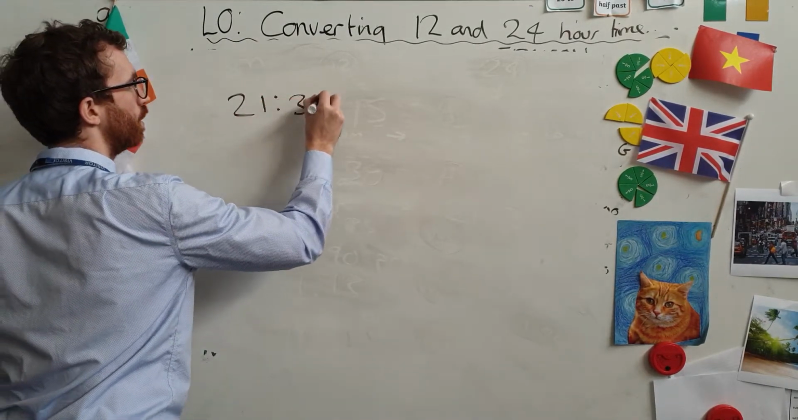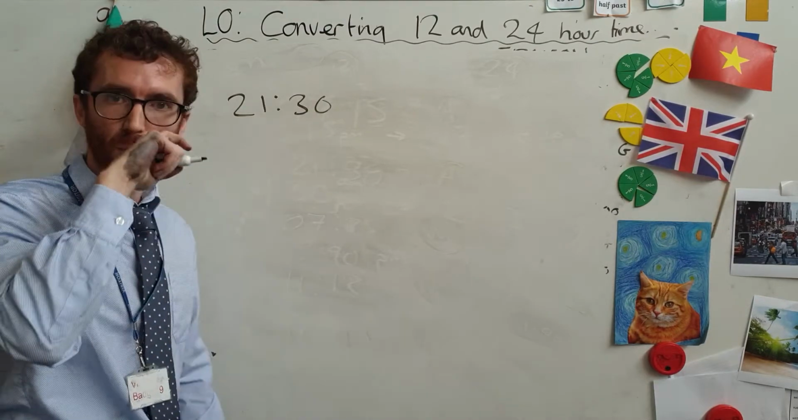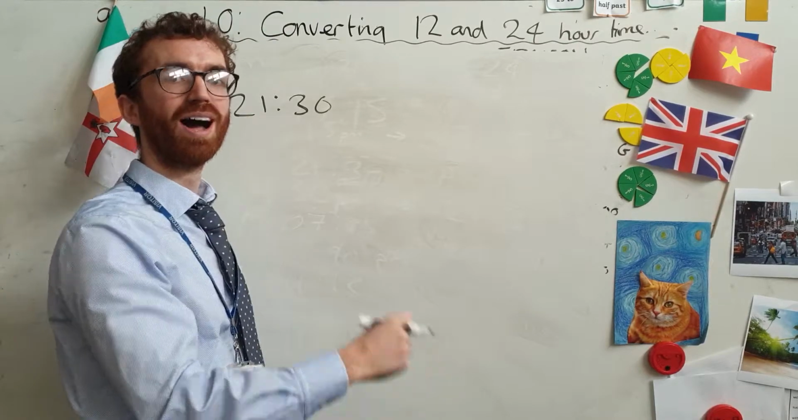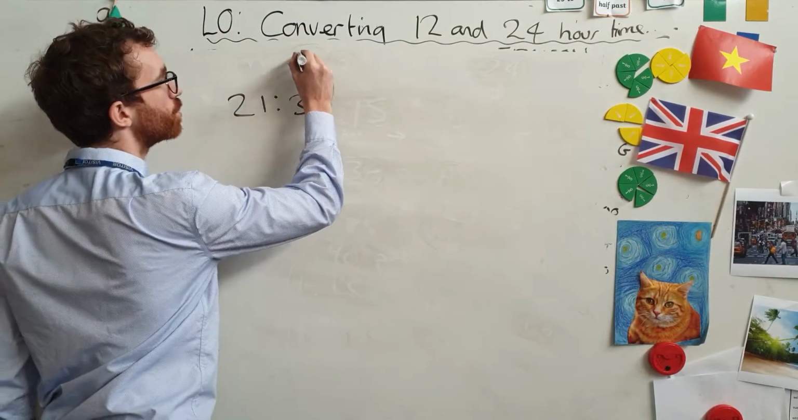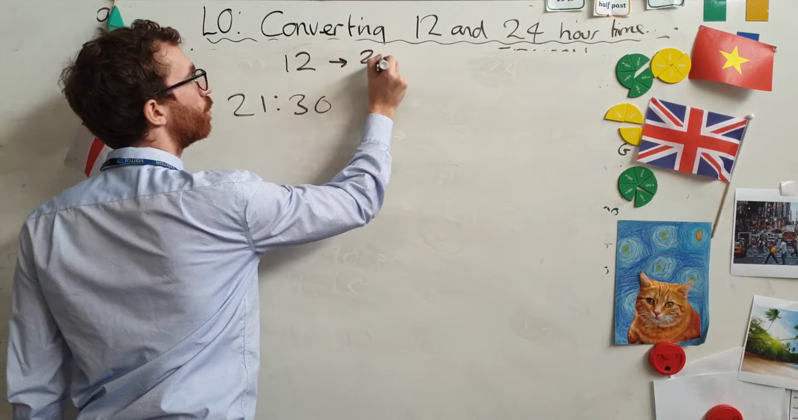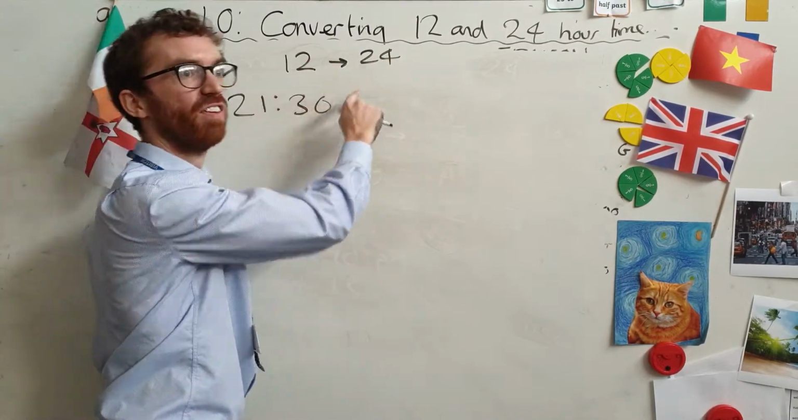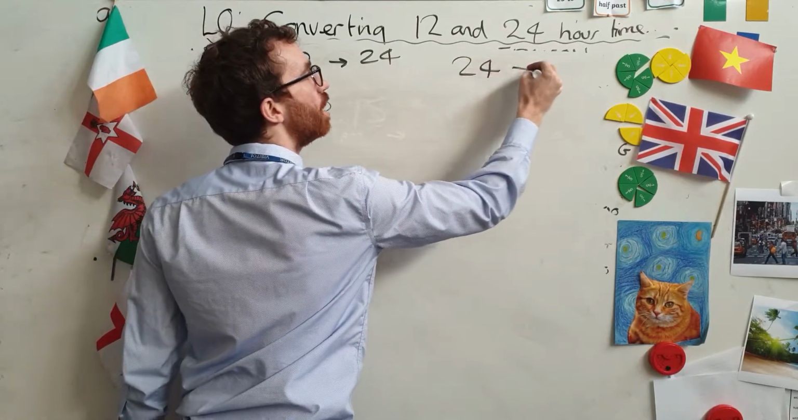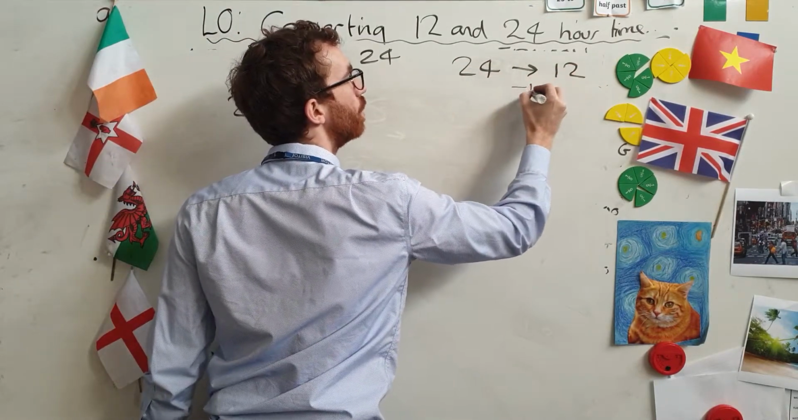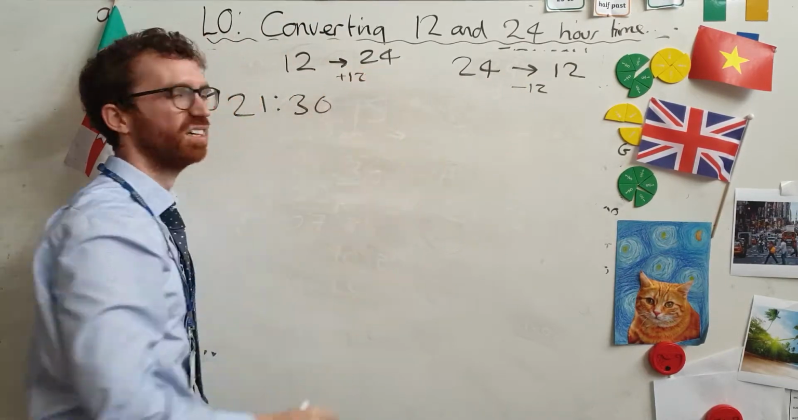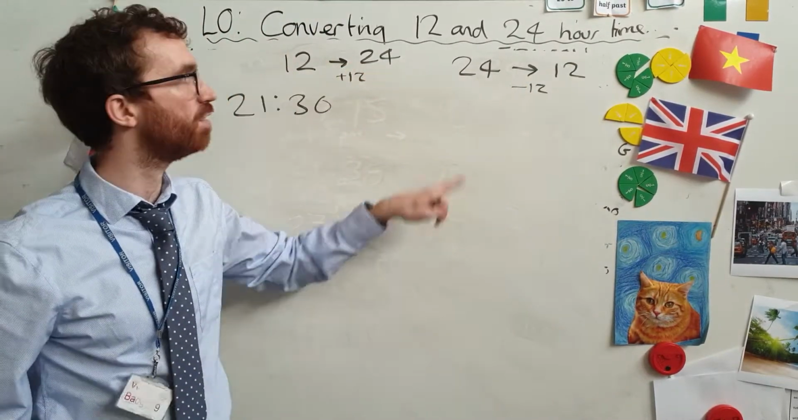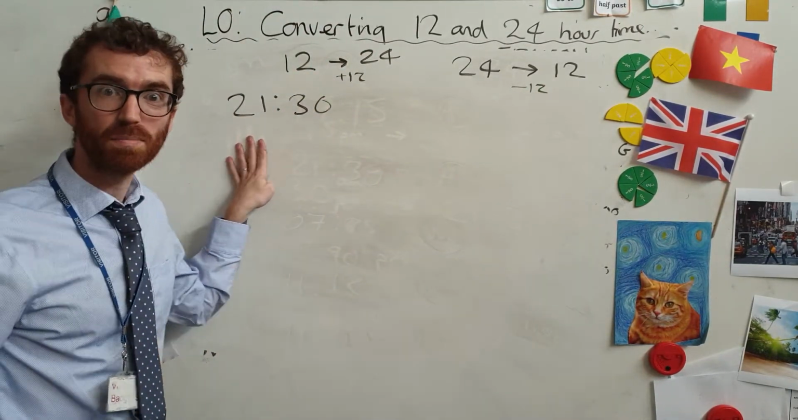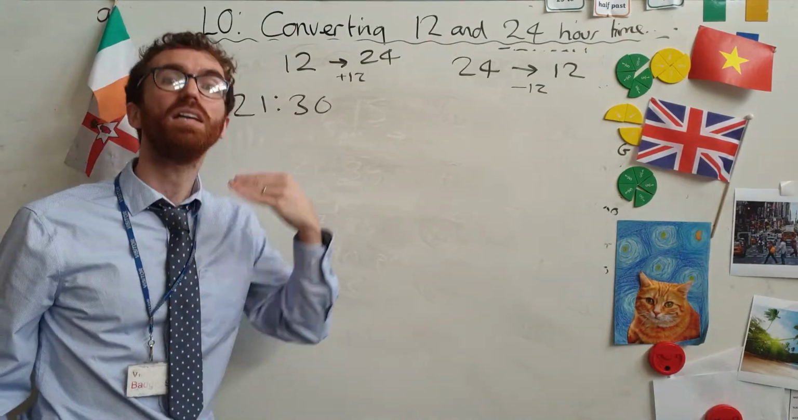21:30. How am I going to find out what that is in my head? It's a bit tricky. Well, do you remember when I turned 12-hour to 24-hour, I added 12. So when I went from 12-hour to 24-hour, I add 12. 12 add 12 is 24. So when I'm going from 24-hour back to 12, I'm going to minus 12. Okay? It's quite simple because 12 to 24 is add 12. 24 to 12 is take away 12. So let's take away 12 from 21. Simple. Taking away 12 is easy. Take away 10, take away 2.